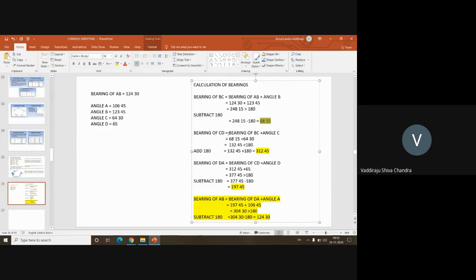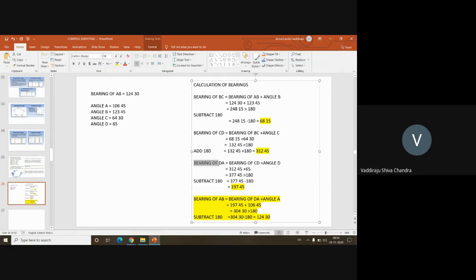The bearing of CD: the previous line for CD is BC, so bearing of BC plus angle C. Angle C is given as 64 degrees 30 minutes. So 68 degrees 15 minutes plus 64 degrees 30 minutes will give you 132 degrees 45 minutes, which is less than 180. So I'm adding 180 to it. Okay. So I'm getting 312 degrees 45 minutes.